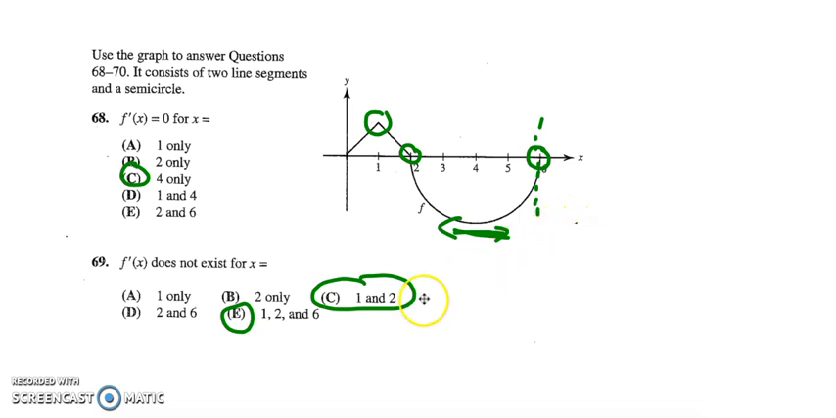So I'm not sure what the answer key calls for. If they're just looking at an open interval, then go with 1 and 2. If they're looking at a closed interval, which would be rare to ask about differentiability at an endpoint, then you would also count it non-differentiable at 6.